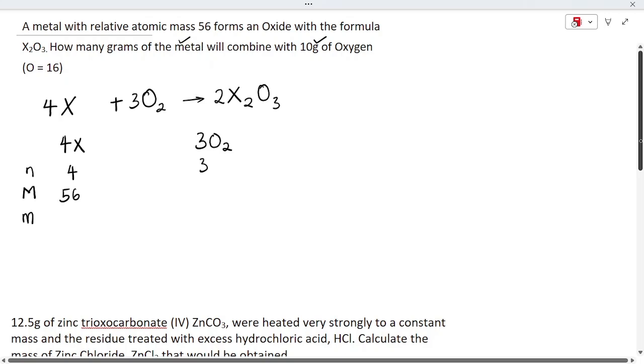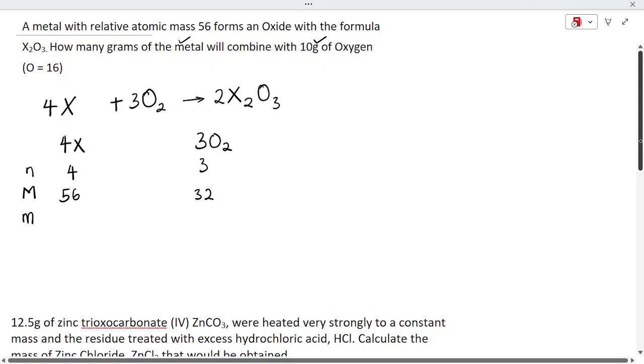However, in the case of oxygen, you can see that the relative atomic mass of oxygen is 16. However, oxygen is always diatomic, that's why you have O2. So therefore, the molar mass of oxygen will be the relative atomic mass times 2. That is 2 times 16, and that gives us 32.